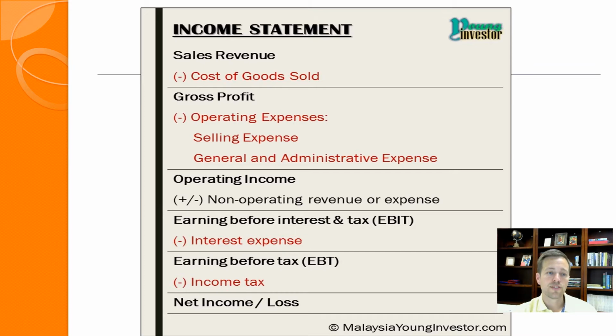Right, so sales minus cost of goods sold equals gross profit, minus operating expenses equals operating profit, minus any interest expenses is going to equal the profits before tax, and then you want to subtract out your income tax, and then that's your net profit.